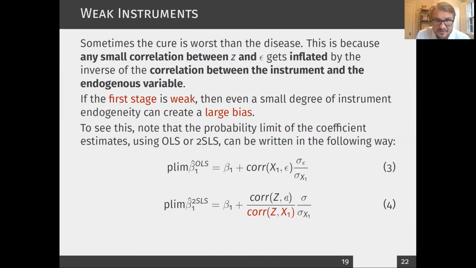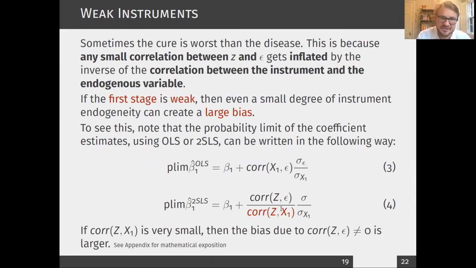So if this correlation is much weaker than this correlation up here, that should be good news. We have at least less of a bias because it's less endogenous. But you also divide this by the correlation between the instrument and the endogenous variable. And so if this correlation is very small, if you divide by, say, 0.2, you multiply the whole bias by 5. So a very small correlation expands it immensely.